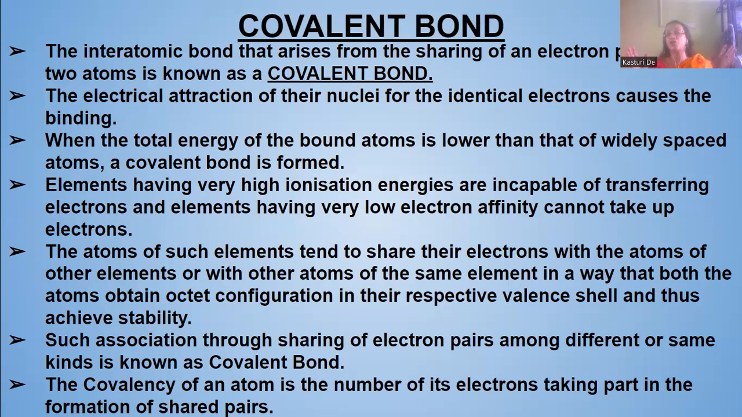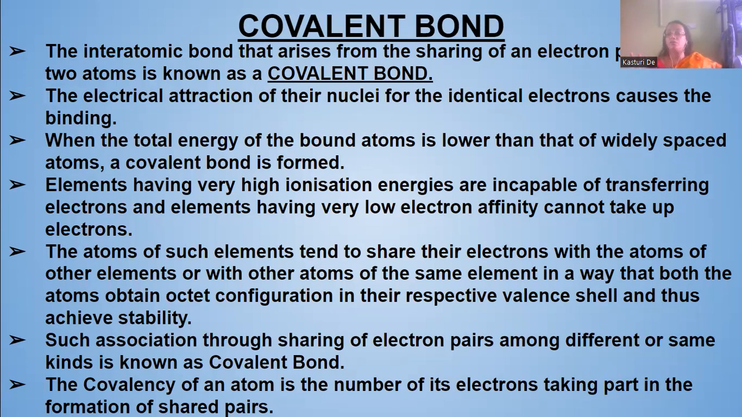The electrical attraction of their nuclei for the identical electrons causes this binding. Electrons are similar, and there is an electrical attraction between the nuclei and these electrons, and this causes the covalent binding. When the total energy of the bound atoms is lower than that of the widely spaced atoms, a covalent bond is formed.